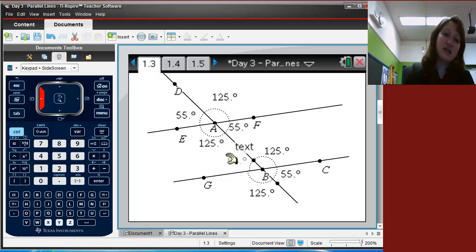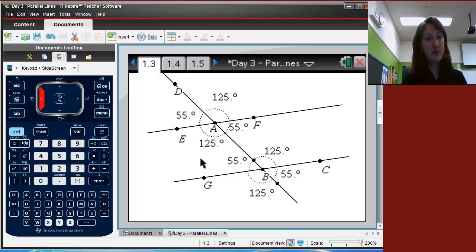Co-interior, angles that are on the same side, that are inside the parallel lines, those are not equal. But they're not just randomly unequal, they actually will always add up to 180 degrees. So co-interior angles are supplementary. Supplementary means that they add to 180. And then corresponding angles, angles that are in the same place, those are also equal.